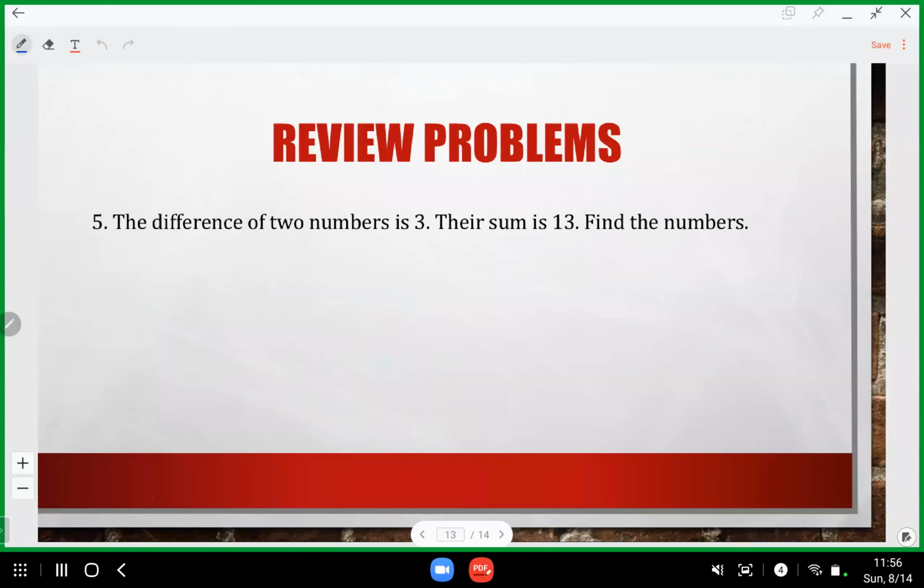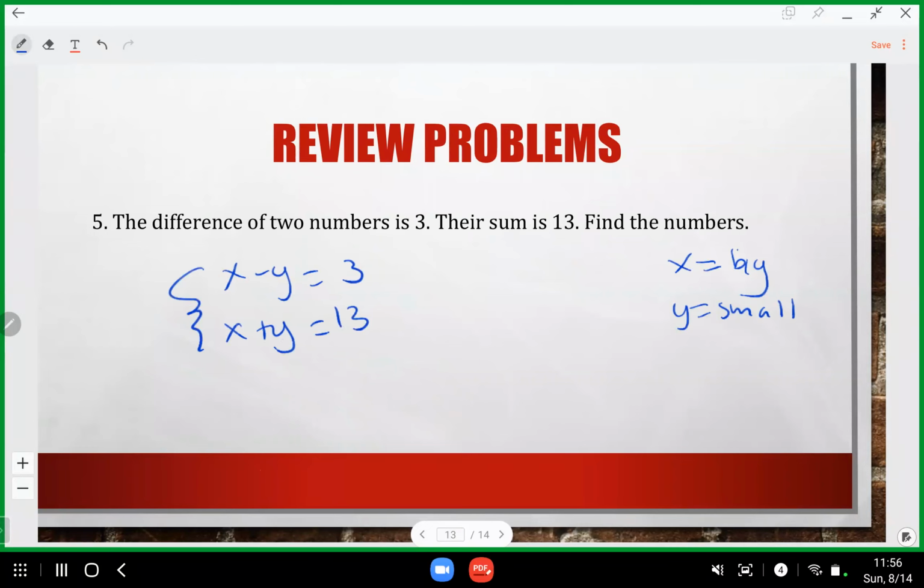All right, and since we're running out of time, I'll just do the last one. The difference of two numbers is 3. So x is the big one, y is the small one. So x minus y is going to be equal to 3. x plus y is going to be equal to 13. Add them up, 2x is going to be equal to 16. X is going to be equal to 8. Y is going to be equal to 5.